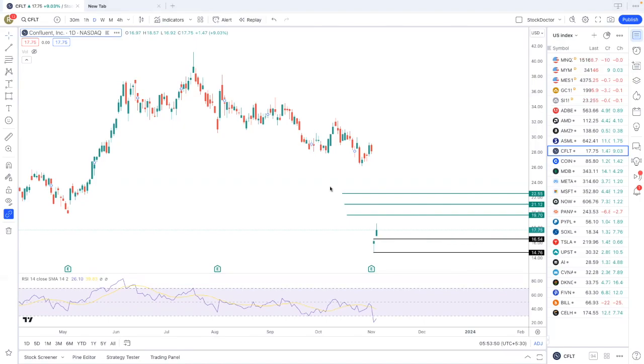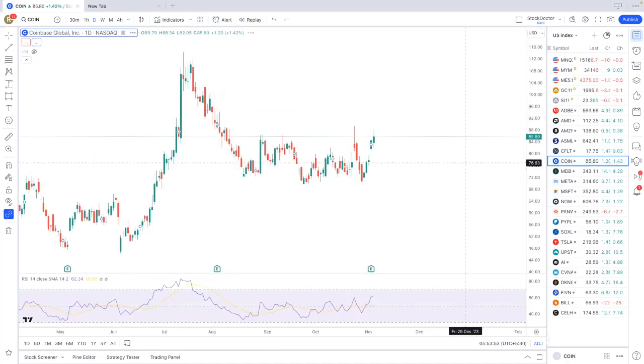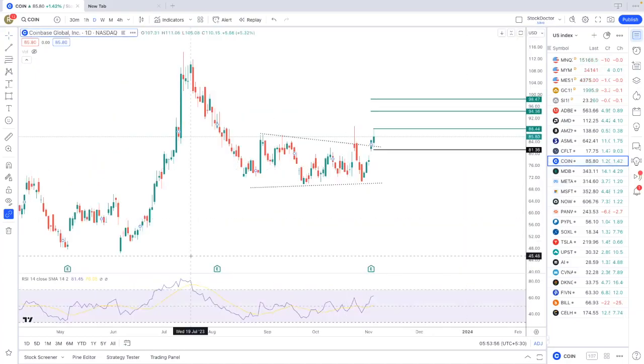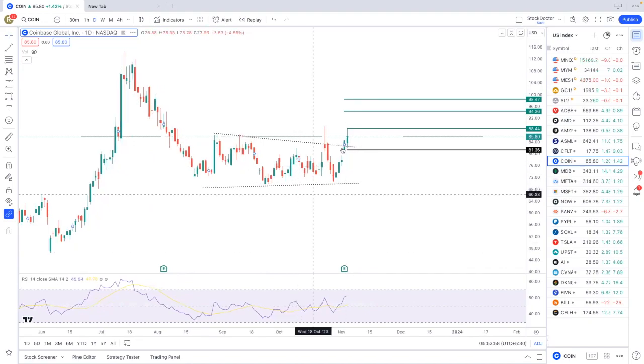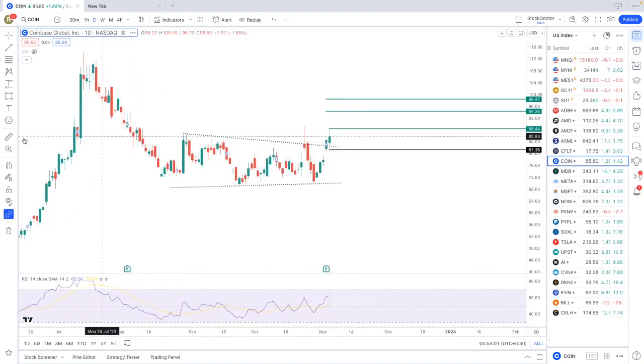Now we are going to talk about COIN. COIN looks good because it has given a kind of breakout. COIN has a very good support around $80, $81, and COIN is looking for the upside targets of 88.5, 94.50, and 98.50.